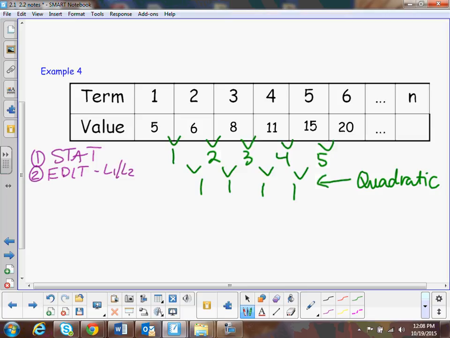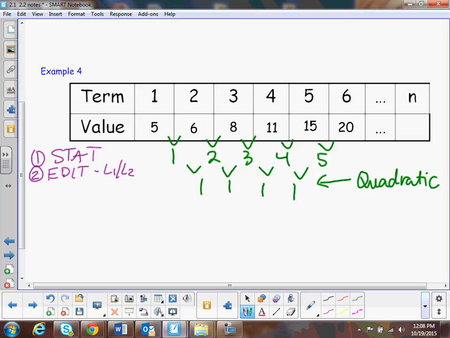Then press the right arrow and put in your other values. 5, enter. 6, enter. 8, 11, 15, and then that's it. We're just going to do the first 5 terms, and really that's all you need. You can probably do 4 and it's going to be okay. Everybody has the table in. If you have a different amount in one column versus the other, it's not going to work, so make sure you have the same amount.